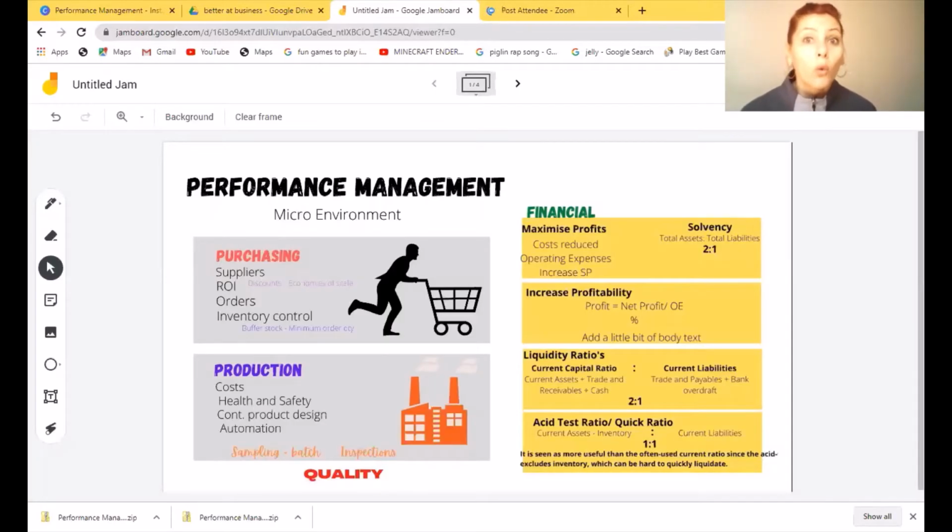Because you don't want to over-order, because things can expire. Things can go missing. There's theft that could occur. So you've got to really make sure that you've got your optimal ordering quantities. And then inventory control. You need to have controls in place and ensure that you've got your buffer stock, that you've got enough stock, and that would add to your purchasing function by monitoring this.